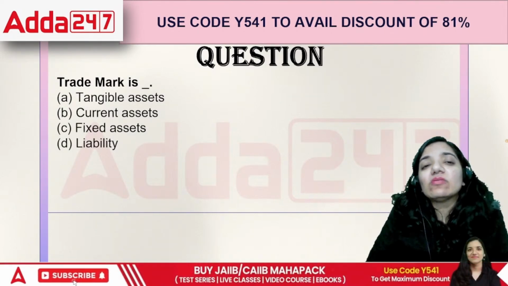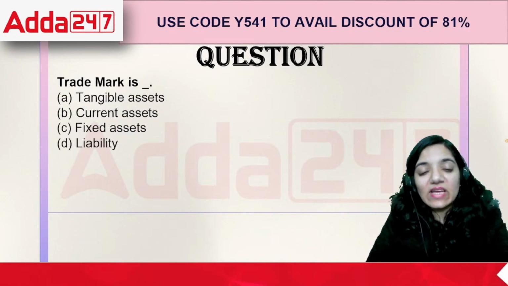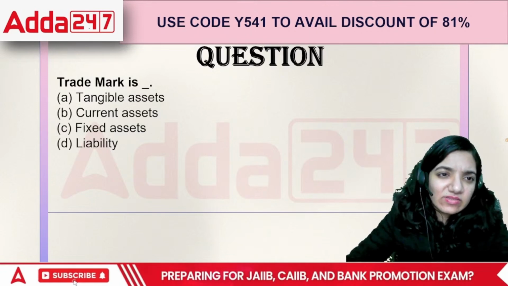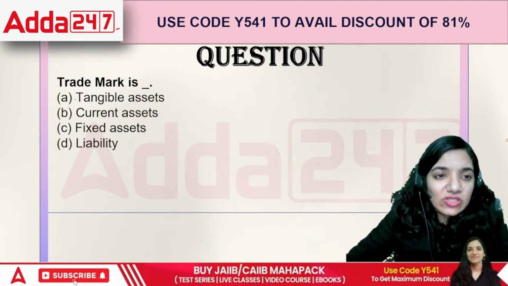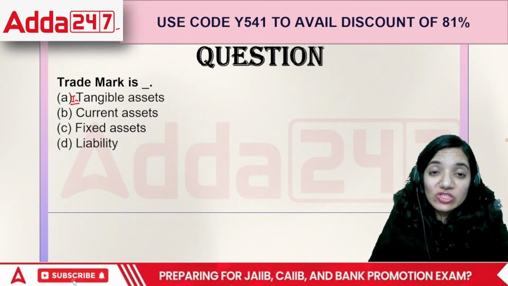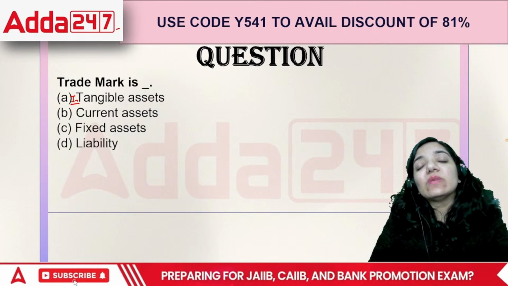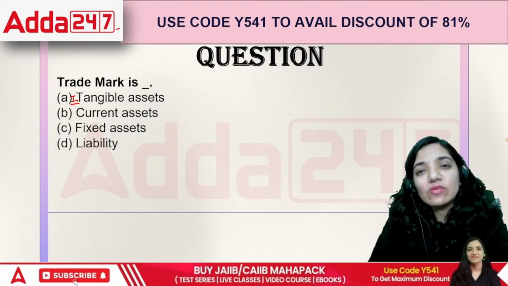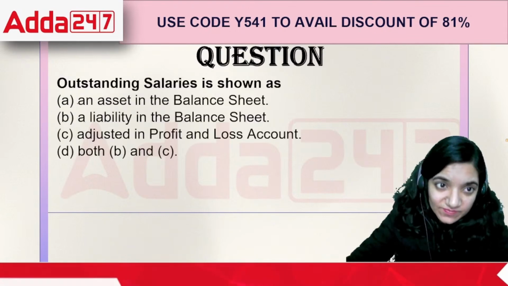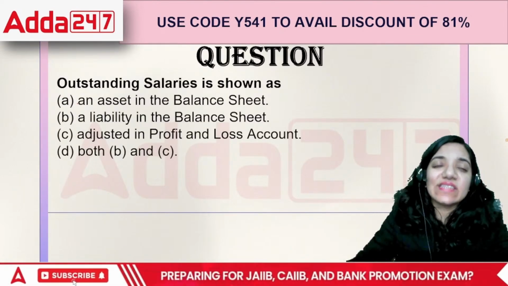If I talk about a trademark, it's actually an intangible asset. This has to be an intangible asset. It cannot be touched. It is there only in terms of documentation. So if we have to define its value, it's given only in the documentation. So we'll call it an intangible asset. So the correct answer is intangible asset.